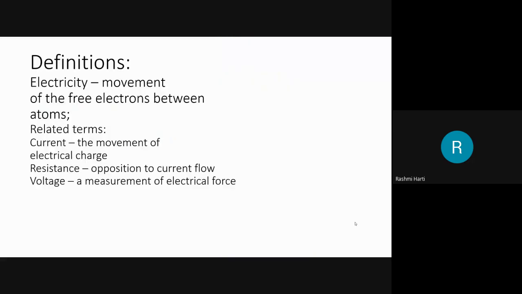So what is electricity? Electricity is the movement of free electrons between the atoms. Related terms are current; many a time we speak about electricity as current, which is the movement of electrical charge. Then resistance: the opposition to current flow. Then voltage: a measurement of electrical force, which you can modulate. That's what we speak about electricity.